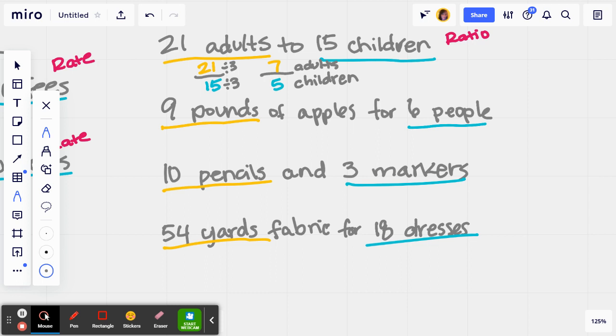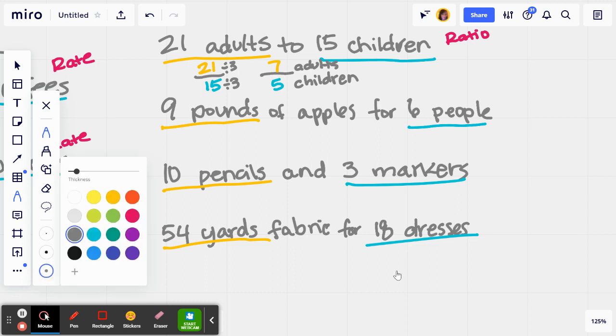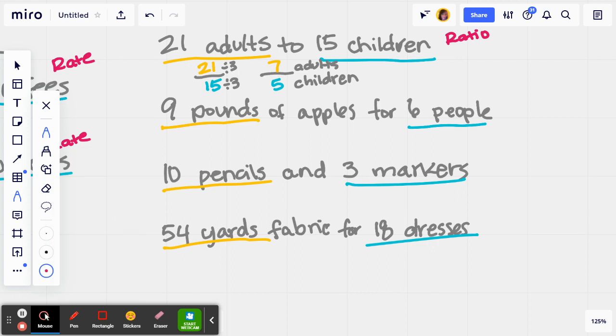All right. 9 pounds of apples for 6 people. First question, ratio or rate? This is a rate. That is a rate because pounds and people are totally different units. All right, so let's go ahead and see if you can set up a rate, and then let's see if you can get it to a simplified rate.